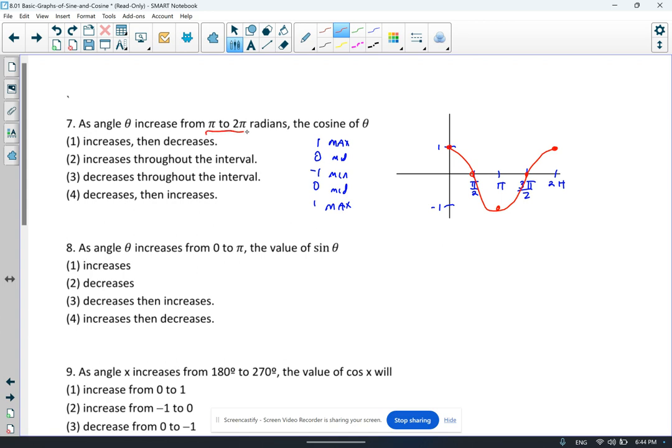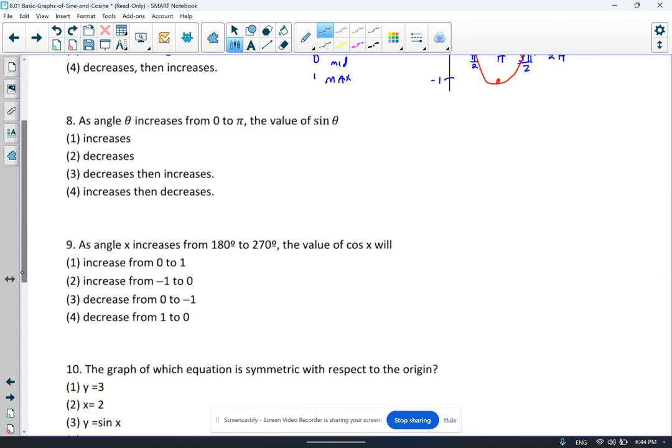So what's happening to the function cosine between pi and 2 pi? Well, notice as you're going to the right, it's going uphill. That means within the interval from pi to 2 pi, because that's what they're asking for specifically, they're only looking at this area. We notice that the function is increasing throughout. And so the answer to this problem is increasing throughout the interval.